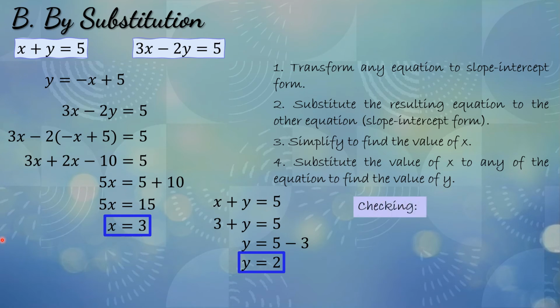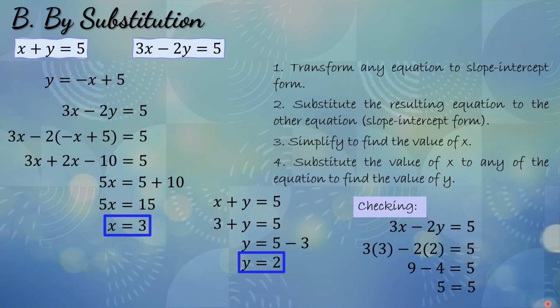We will substitute the values of x and y na nakuha natin sa alinman sa equation at kailangan mag-i-equal siya sa 5 since iyon yung nakalagay sa right side ng equations. So, gamitin natin yung 3x minus 2y equals 5. Let us substitute 3 to x and 2 to y. Kaya magiging 3 times 3 minus 2 times 2 equals 5. 3 times 3 is 9 minus 2 times 2 is 4 equals 5.